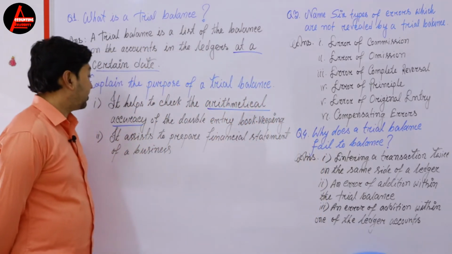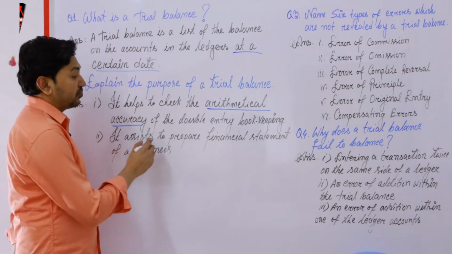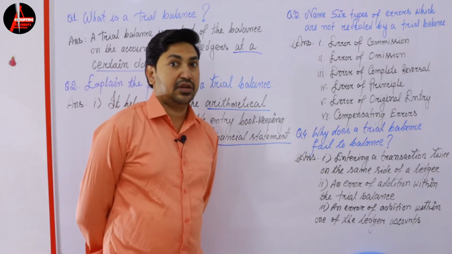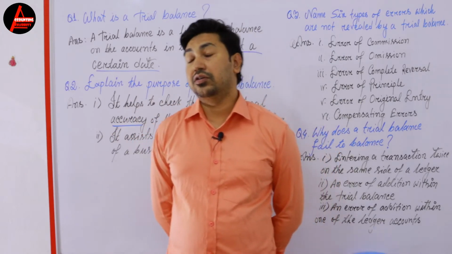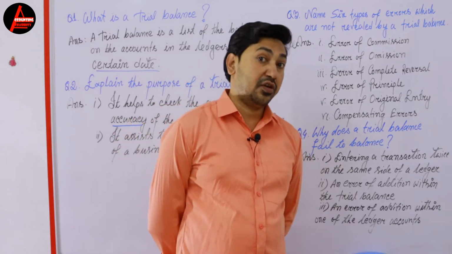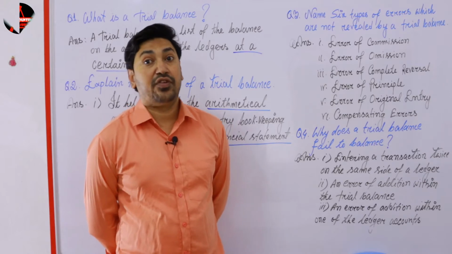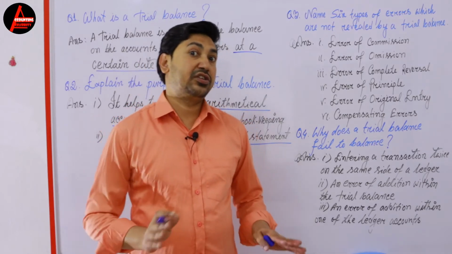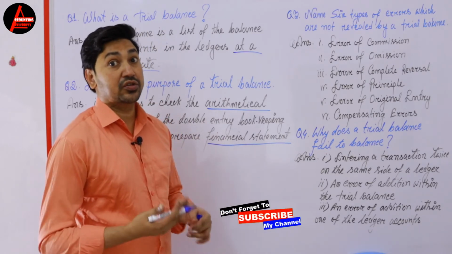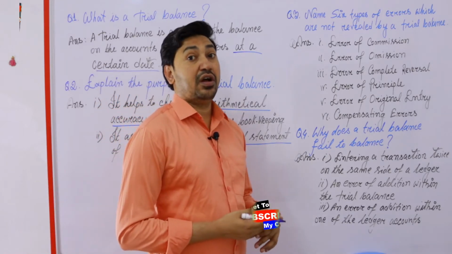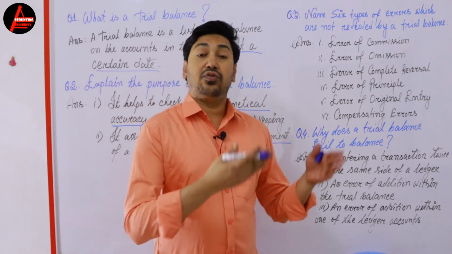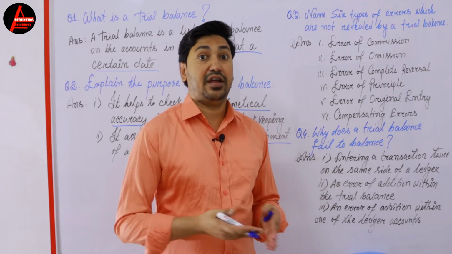Okay, so what is another answer here? It assists to prepare financial statement. What is financial statement? At the end of the accounting period, business needs to prepare income statement and balance sheet. Balance sheet is often called what? Statement of financial position. Basically these two accounts are called financial statements. So why financial statements? To know whether business made profit or loss, and from the balance sheet, business used to know what is the status of assets and liabilities.